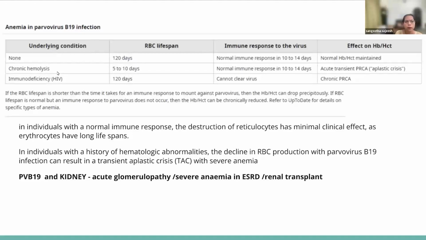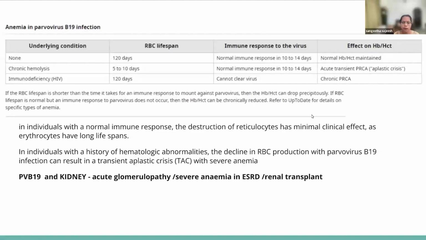Then in a patient with chronic hemolysis, the RBC lifespan is very low, 5 to 10 days. The immune response is normal, but there could be transient aplastic crisis or acute transient pure red cell aplasia. But in a patient with immunodeficiency, even though the RBC lifespan is normal, he cannot clear the virus and he cannot mount an adequate immune response. Such a patient is at risk for chronic pure red cell aplasia.